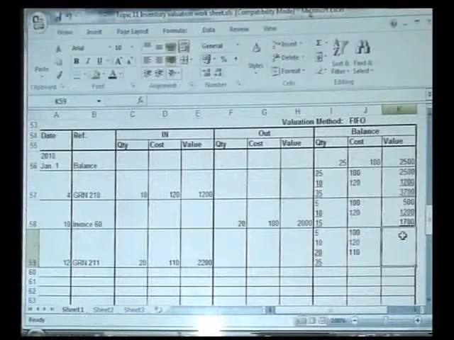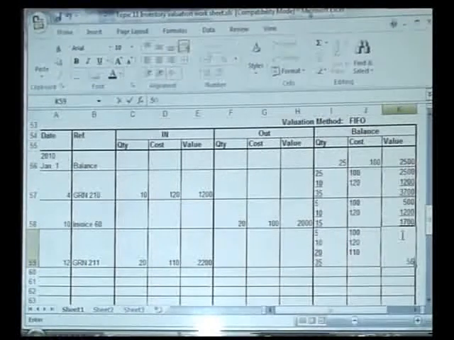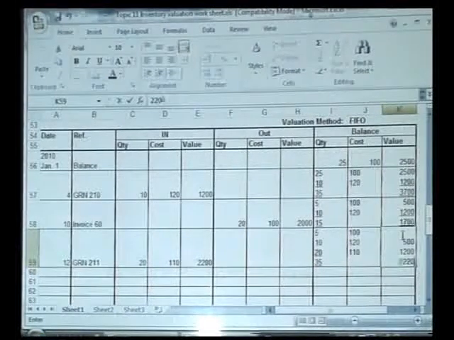Then the values are 500, 1200 and 2200, total $3,900.